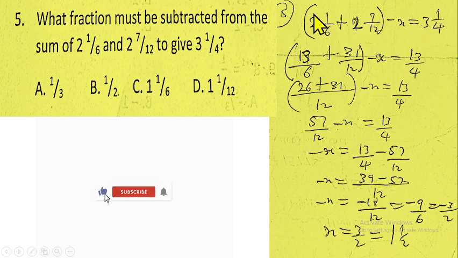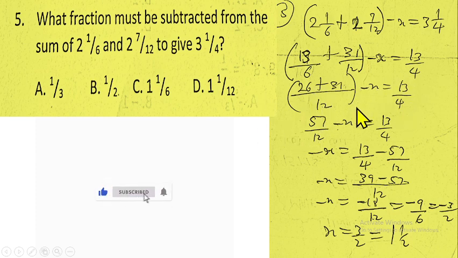When you add this together, you can convert each of them to an improper fraction. That would be 6 times 2, 12 plus 1, 13 over 6. Then 12 times 2 is 24 plus 7, that gives us 31 over 12. Then this is the fraction we are looking for, minus x, is equal to, if you convert this also to an improper fraction, 13 over 4. Then if you find the LCM here, that will be 12. 6 in 12 is 2 times 13, 26, plus 12 in 12 is 1 times 31, gives us 31, minus x is equal to 13 over 4.